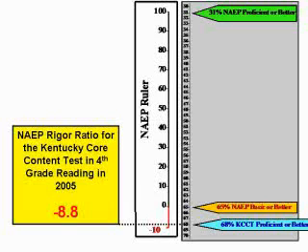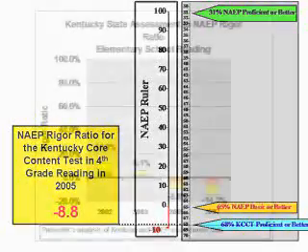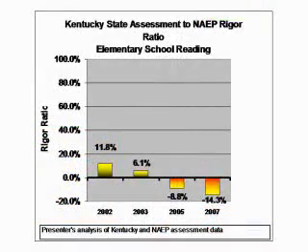However, 68% scored proficient or better on the Kentucky Core Content Test. This actually gives us a negative NAEP rigor ratio for Kentucky for 4th grade reading of minus 8.8 points. That concludes our discussion of how the NAEP rigor ratio is determined.